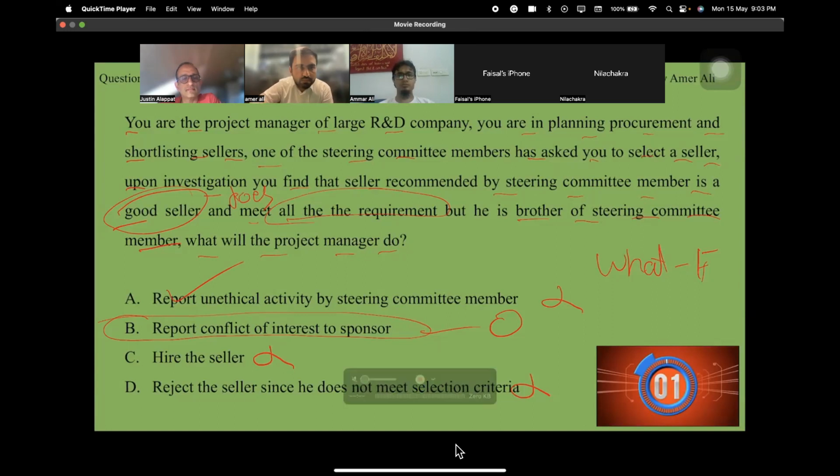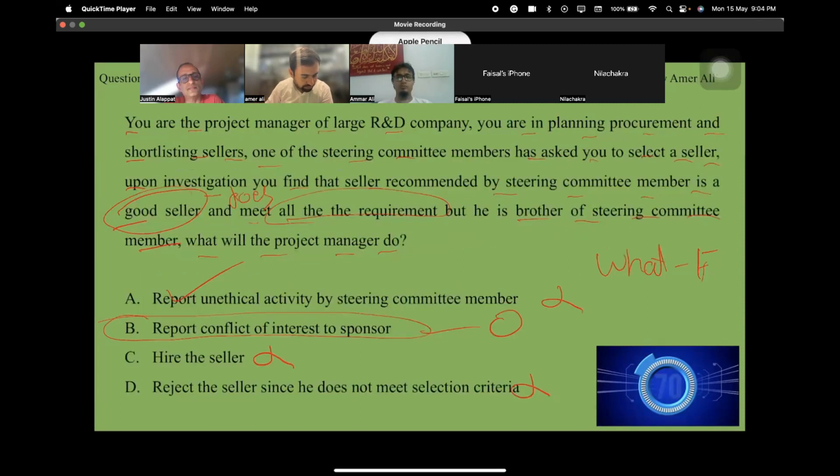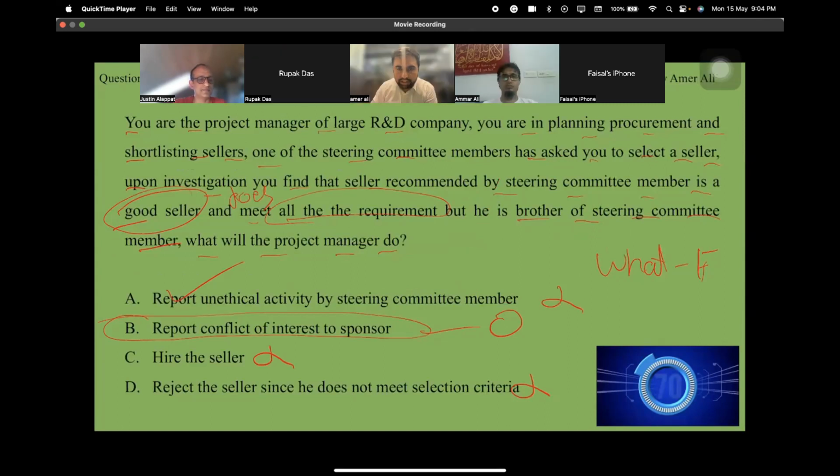Yes, Jatin. My question was regarding the previous question. I was thinking that the first place I will look is the stakeholder register to confirm if this manager is... 90% of the time, yes. But remember this thing. If you get any of the R in the question, close your eyes and put your answer on communication. Okay. Clear?